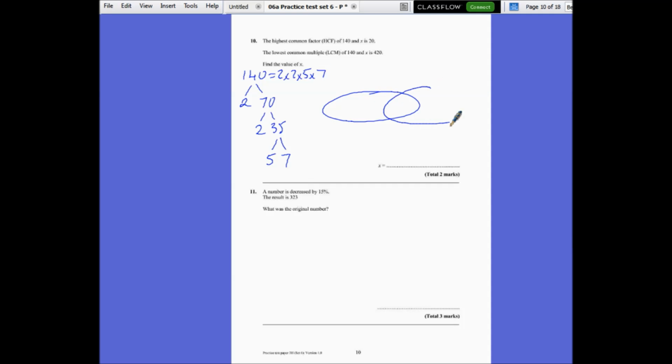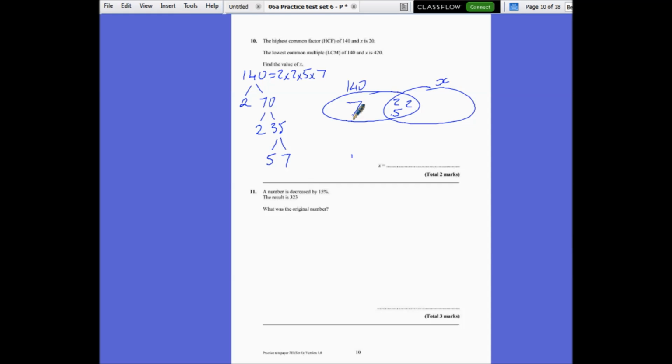If we put that into a Venn diagram, this representing 140, this representing x, it says the highest common factor, so the numbers in the middle, is 20. So the numbers in the middle have to be in 140 and have to multiply together to give 20. That'll be 2 times 2 times 5. So the 2, the 2 and the 5 must go in the middle. That leaves the 7 left over here.